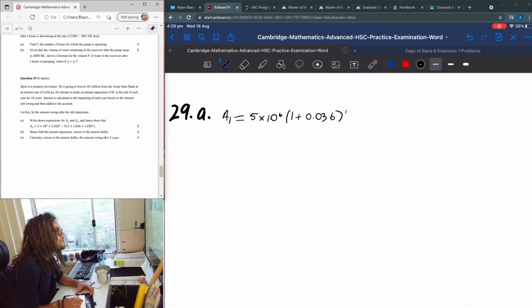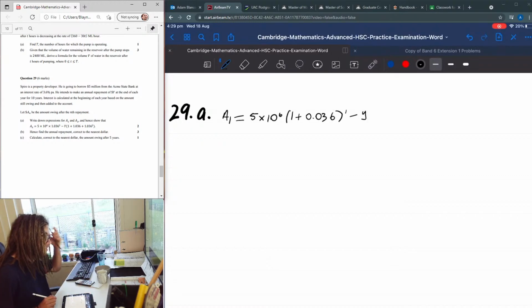So I take away Y, minus a repayment. He's not making a contribution, he's making a repayment. So I'm taking that away. Yeah, that makes sense because he's putting towards it. At the end of each year, so he does this for 10 years in a row. Oh, I only care about A3. Okay, that's A1.